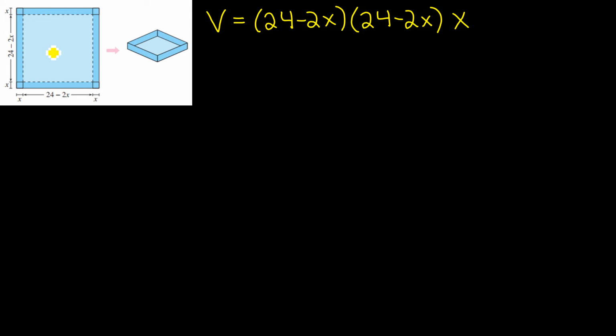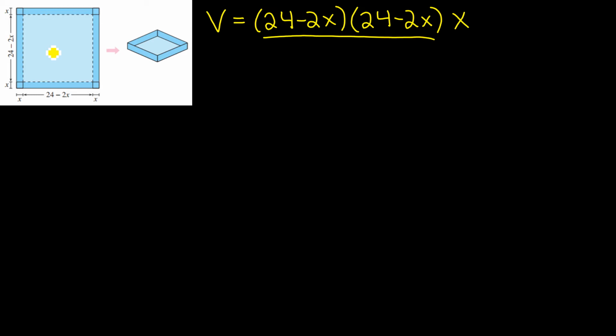So this function here is factored right now, which isn't really great for finding the derivative. So what we're going to have to do is simplify this down to a general polynomial form. I'm going to multiply these two things together, and then I'll multiply by x afterwards.